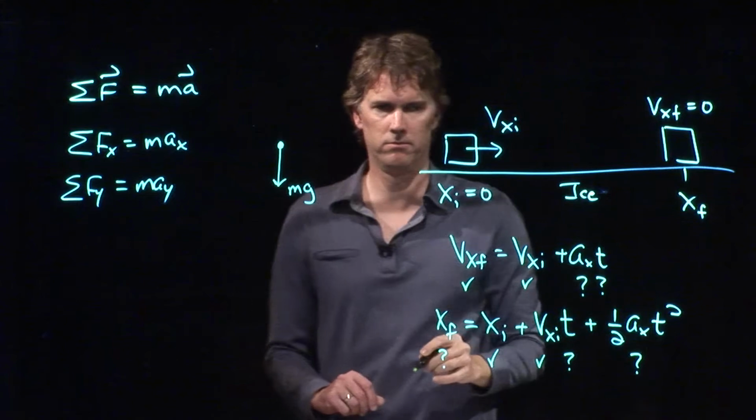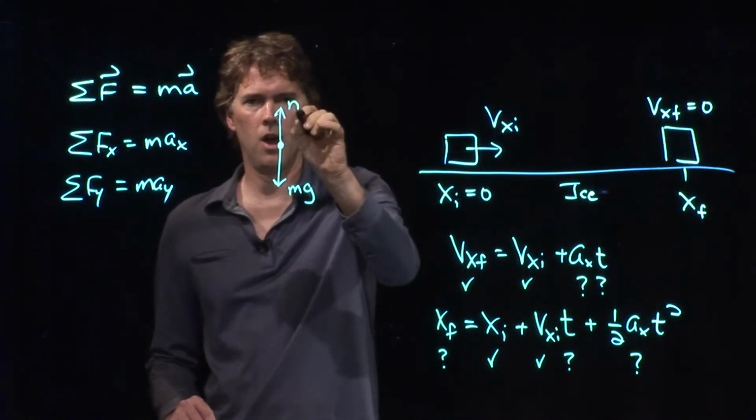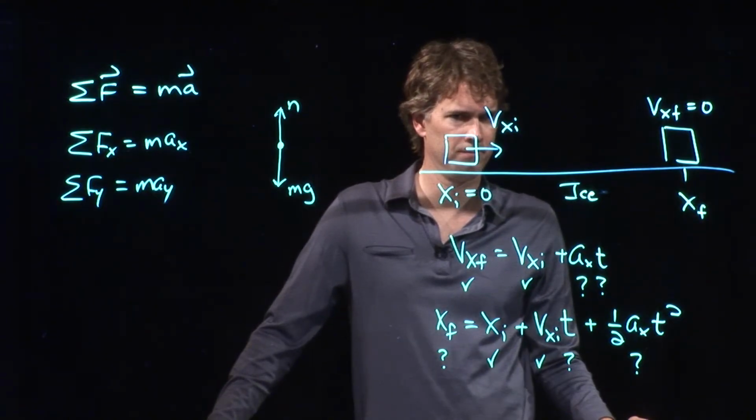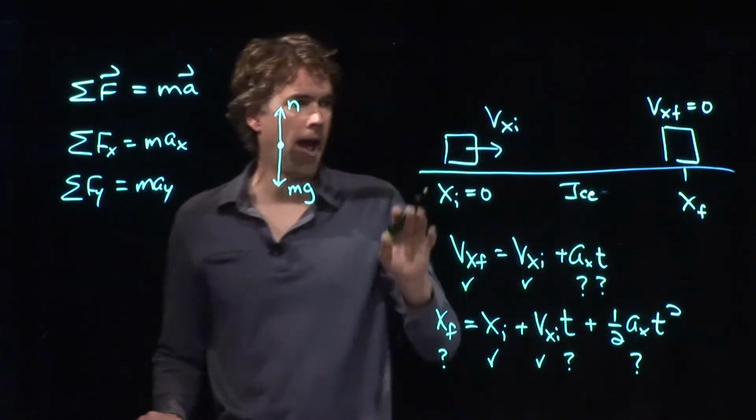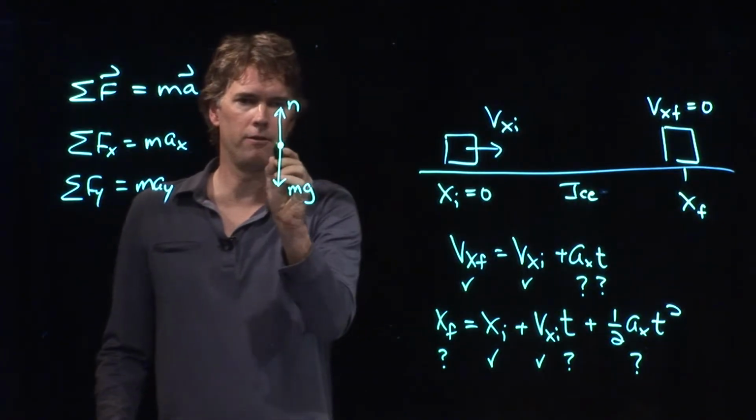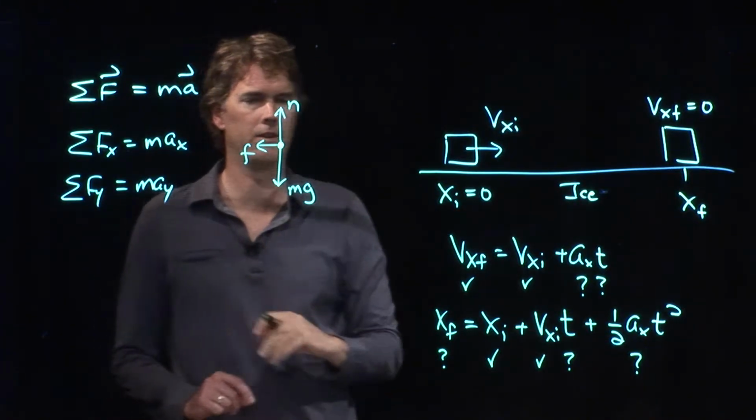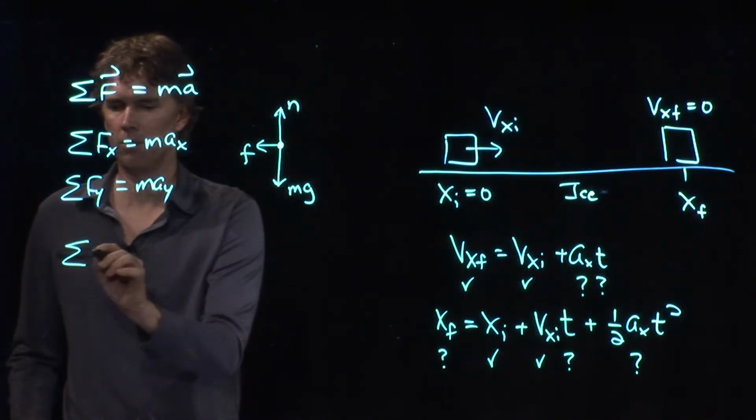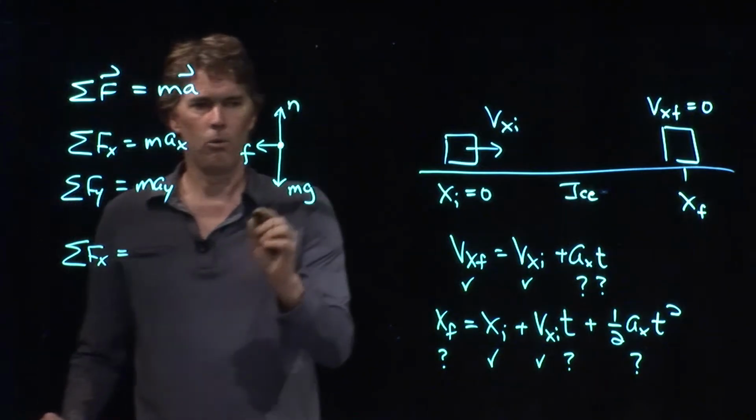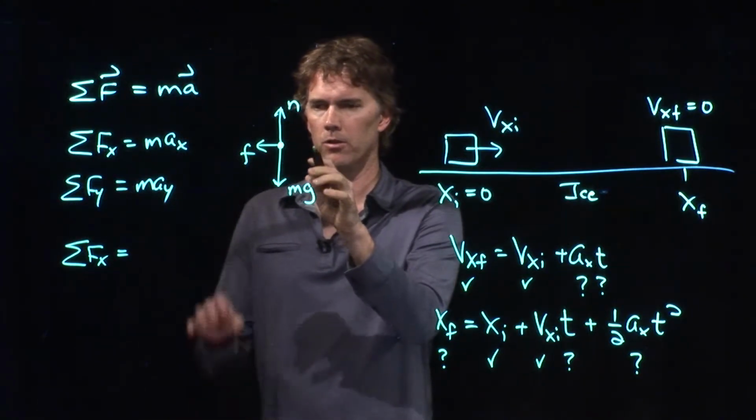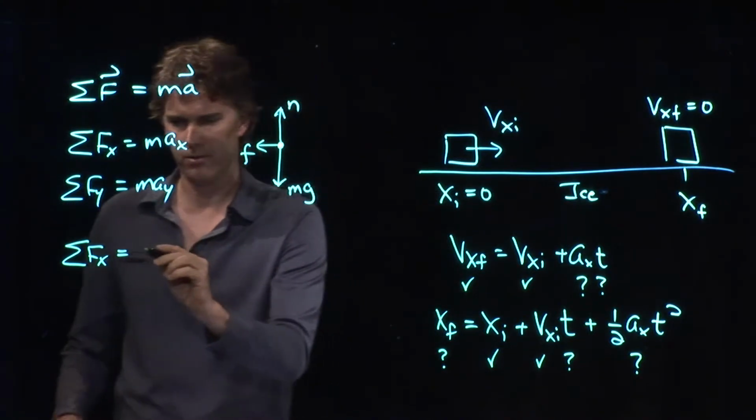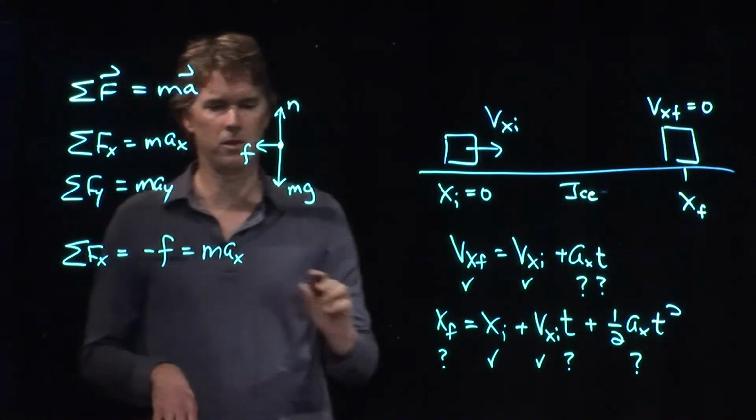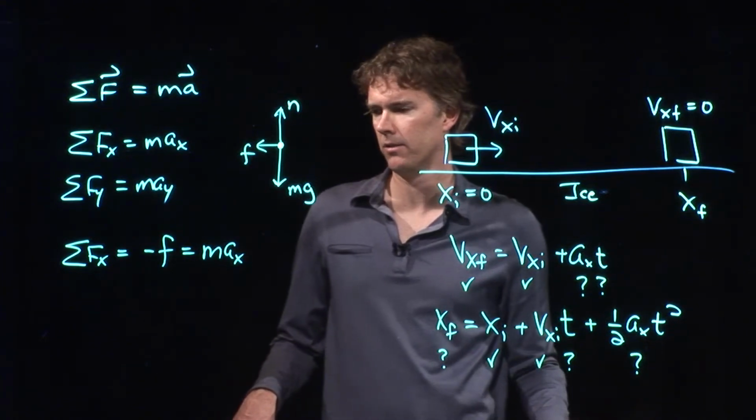Gravity, down. Normal force, up. What about friction, Stacy? Which way should friction go? Yeah, if this thing is moving to the right, then friction is to the left, and it's trying to slow it down. Okay, so let's rewrite these equations. Sum of the forces in the x direction. What are the forces in the x direction? There's only one, and it's in the negative x direction. And so that has to be equal to the mass times the acceleration in the x direction.